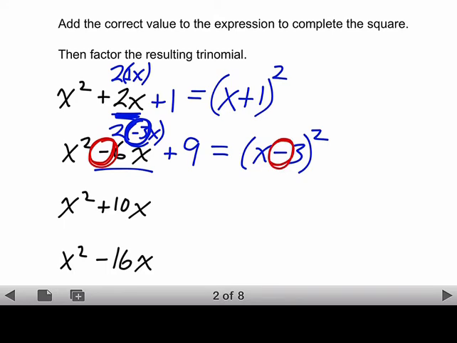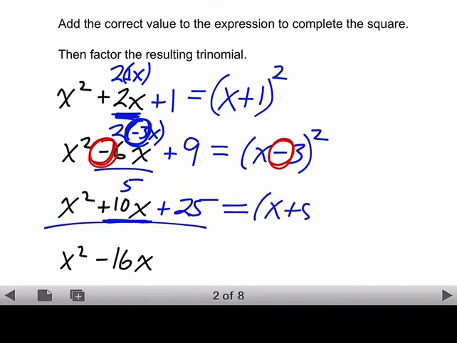Now looking at the next example, x squared plus 10x, hopefully at this point, when you see that 10x, you're thinking 5. When we square 5, we get 25. And when we factor x squared plus 10x plus 25, we get x plus 5, the quantity squared. And again, that middle term is double 5x, and that last term is 5 squared.